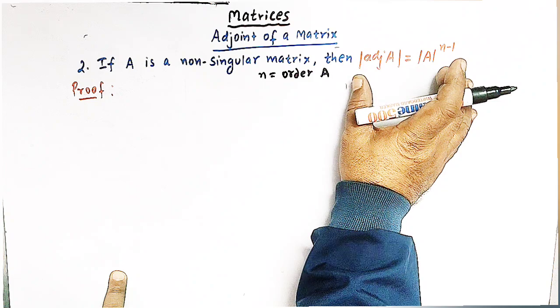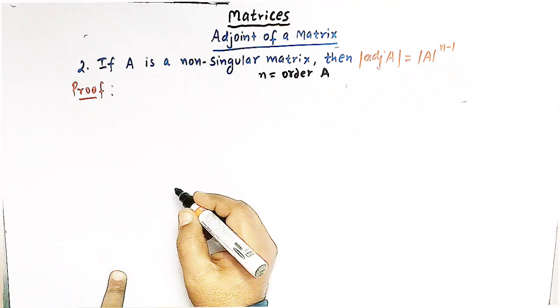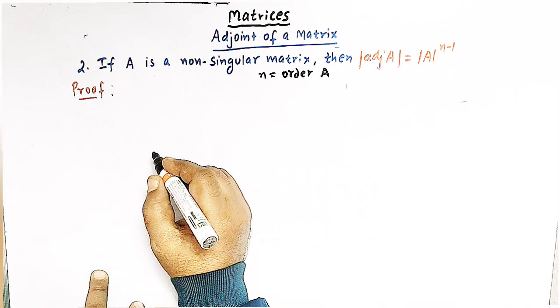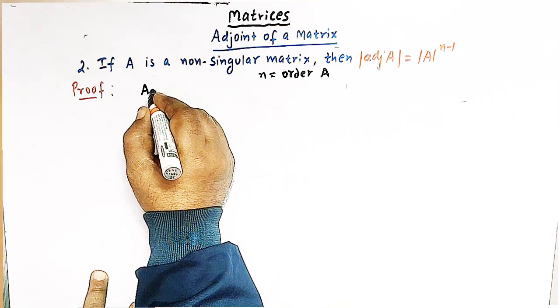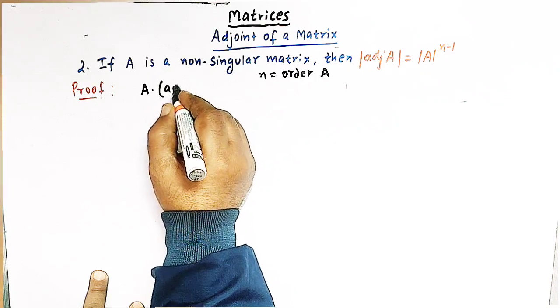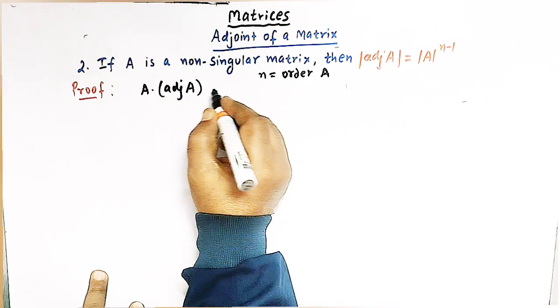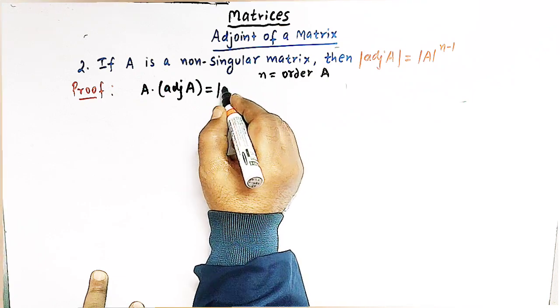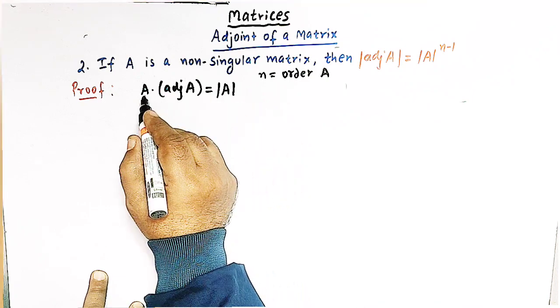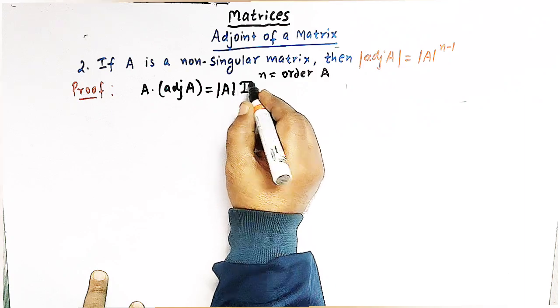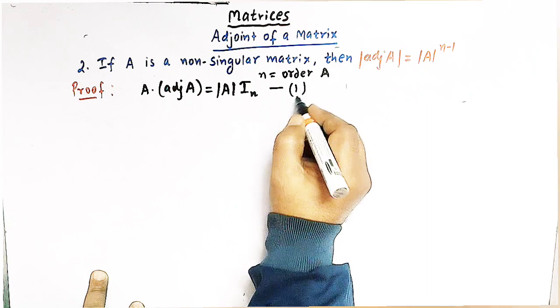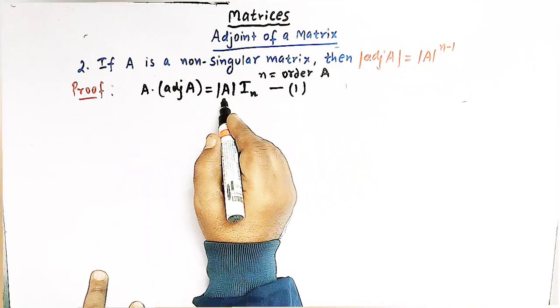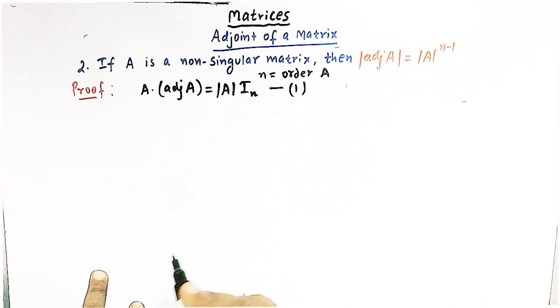In order to prove this important result, let us start with an important result from the adjoint, that is, the product of matrix A with the adjoint of matrix A is equal to the product of the determinant of matrix A with the identity matrix of order n. So we'll start with this important result from the adjoint of a matrix to prove this result.